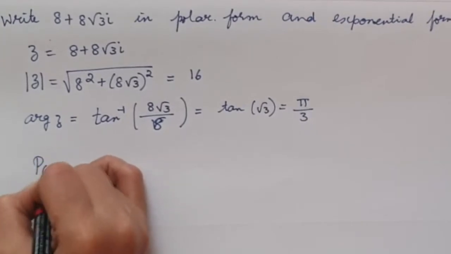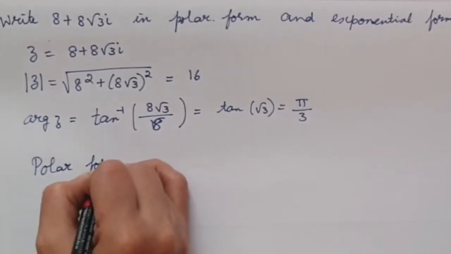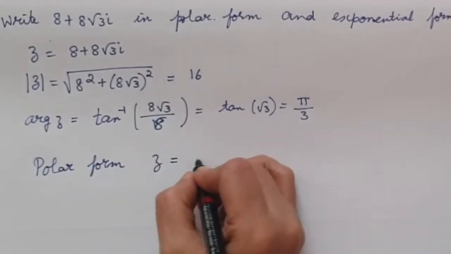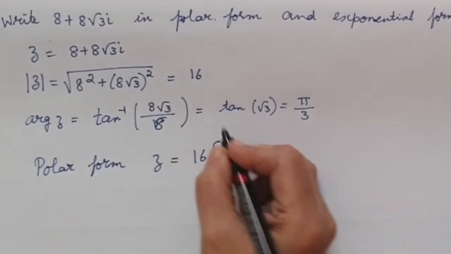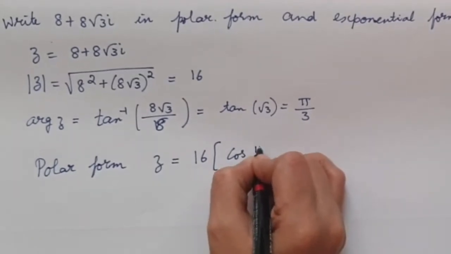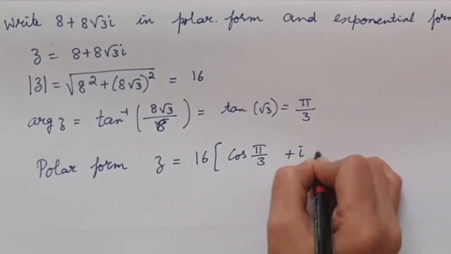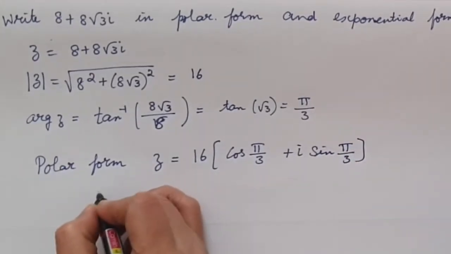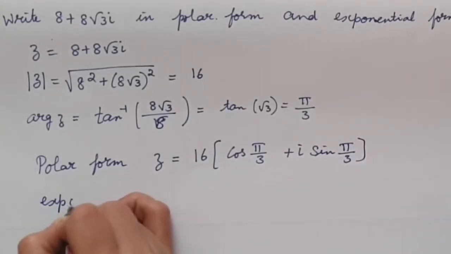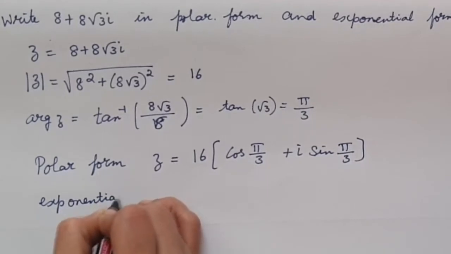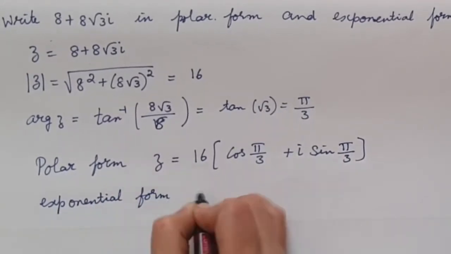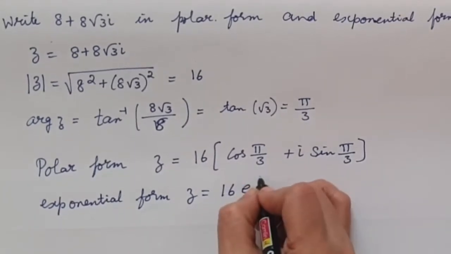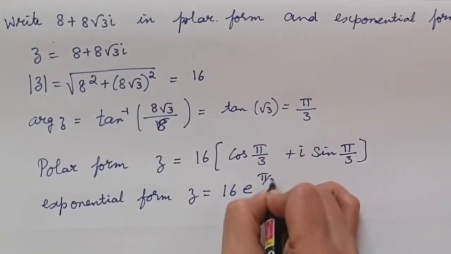So to write it in polar form, z will be equal to the magnitude 16, which is our value for r, times cos pi by 3 plus i sin pi by 3. Now in the exponential form, z will be equal to r, which is 16, e to the power of i pi by 3.